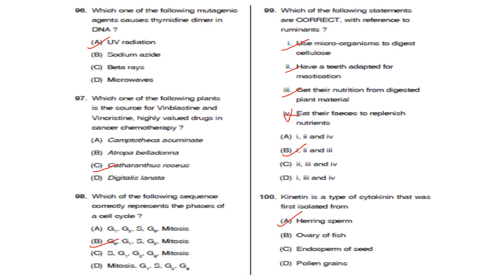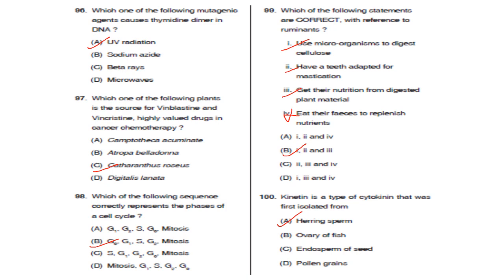Then which of the following plants is the source of vinblastine and vincristine, highly valued drugs in cancer chemotherapy? So it is Catharanthus roseus. Answer is option C. Then which of the following sequences correctly represents the phases of a cell cycle? So G0, G1, S, G2 and mitosis. So answer is option B.